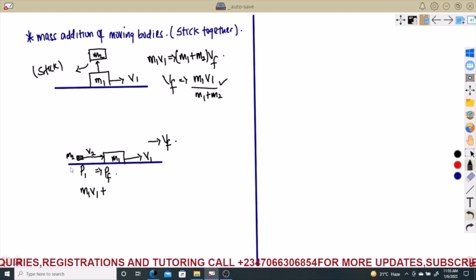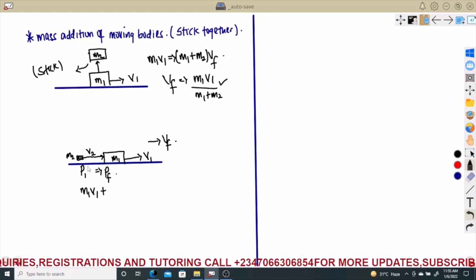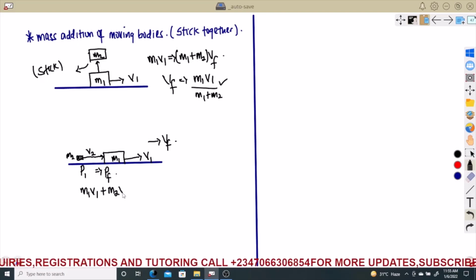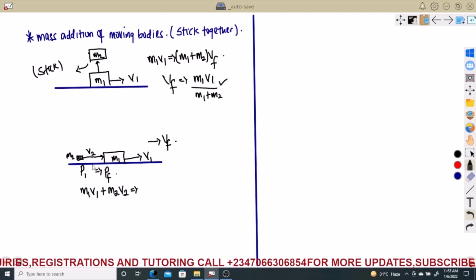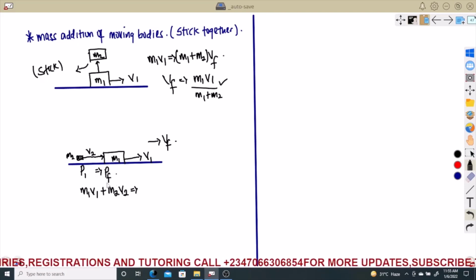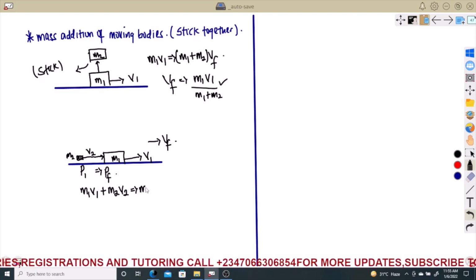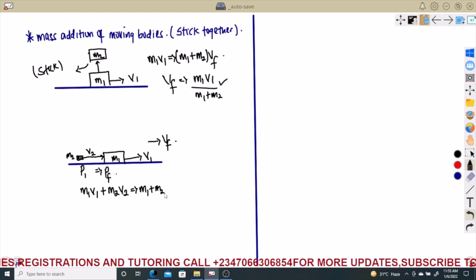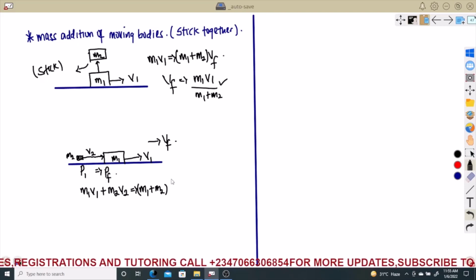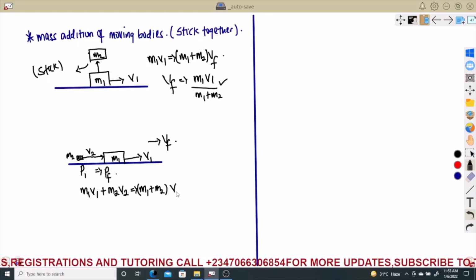Then plus, you can see this body is coming to meet this one. M2 V2 must be equal to the final momentum. After each of them enter into each other, you have the case of what? The bodies stick together after entering, M1 plus M2, mass addition. I hope you can see this. Then into what? Into the V final.